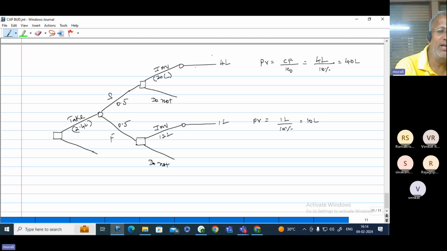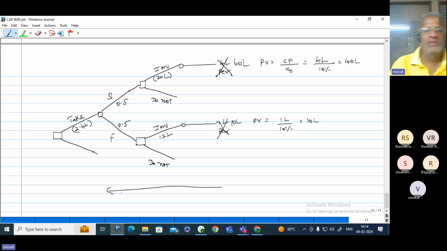So here it is 100 percentage. So it is 40 lakhs. Though I have written here as 4 lakhs perpetual, I got to consider this as 40 lakhs. I will consider this as 10 lakhs. Now what I have to do is that I got to roll back.